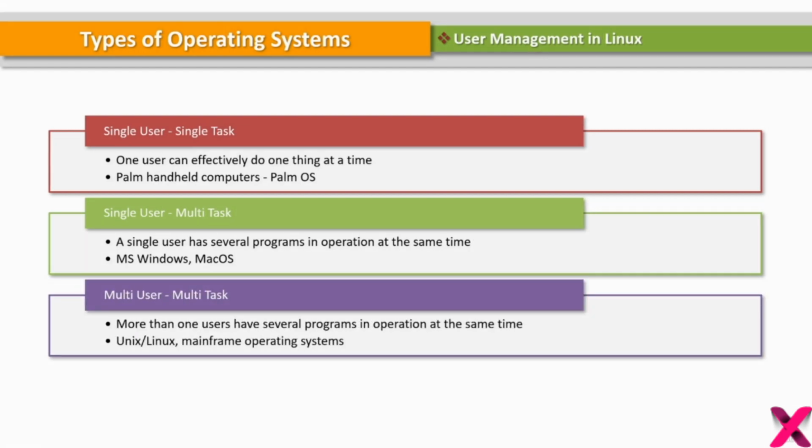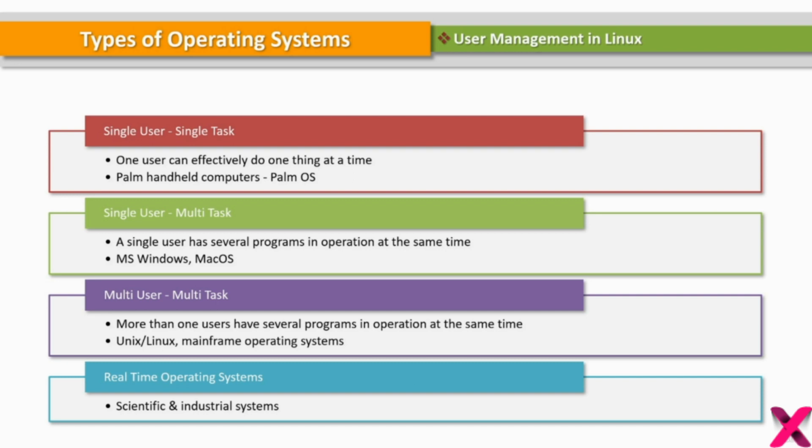Multi-user multitasking operating systems allow many different users to take advantage of the computer's resources simultaneously. It means that the operating system must make sure that the requirements of the various users are balanced and that each of the programs they're using has sufficient and separate resources, so that a problem with one user won't affect the entire community of users. Unix, VMS, and mainframe operating systems such as MVS are some examples of multi-user operating systems. RTOS, or real-time operating systems, are used to control machinery, scientific instruments, as well as industrial systems.